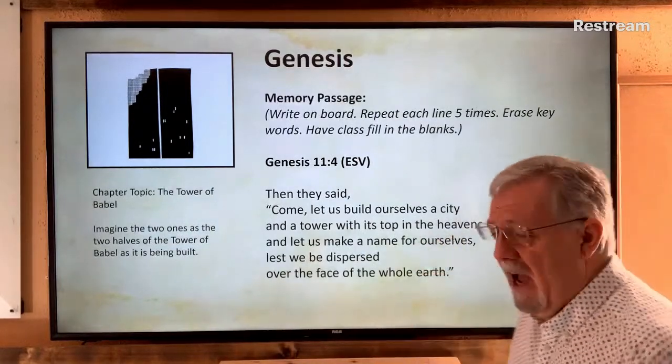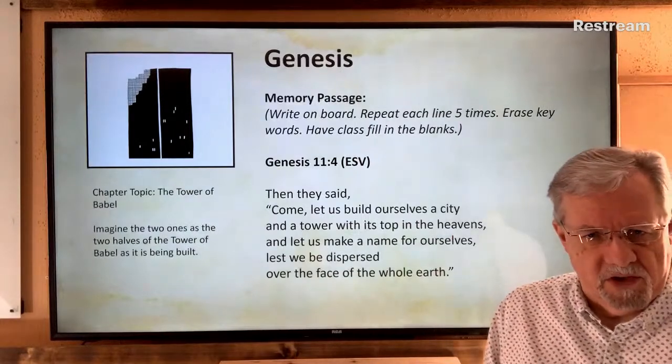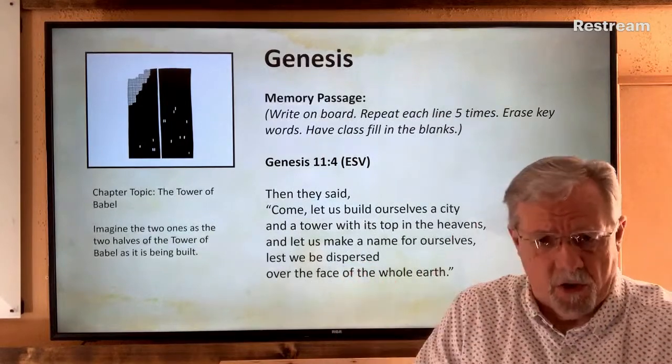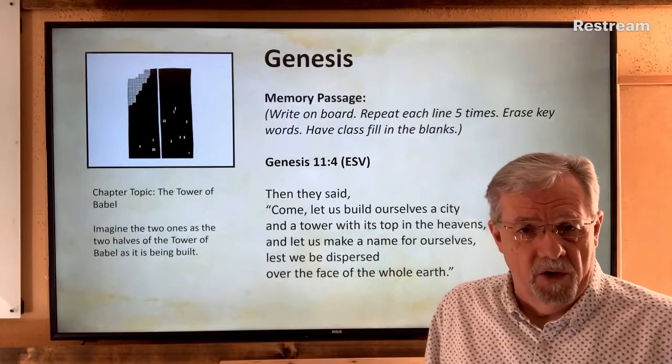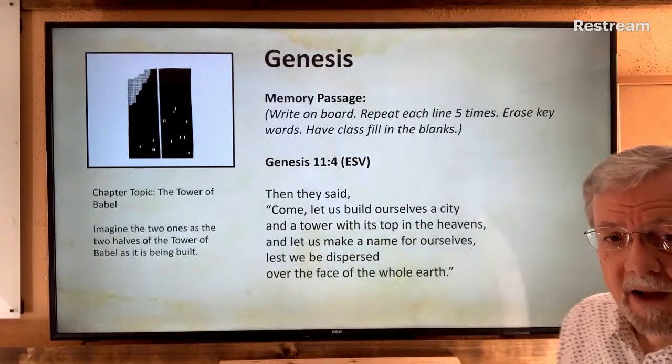Well, when you get to chapter 11, it seems that mankind has again gotten full of itself and decided we're going to do it our own way. What we want to do is build this center, and there's going to be a big tower reaching into the heavens, and we're going to make a name for ourselves. Notice this, make a name for ourselves. I think it's very important.